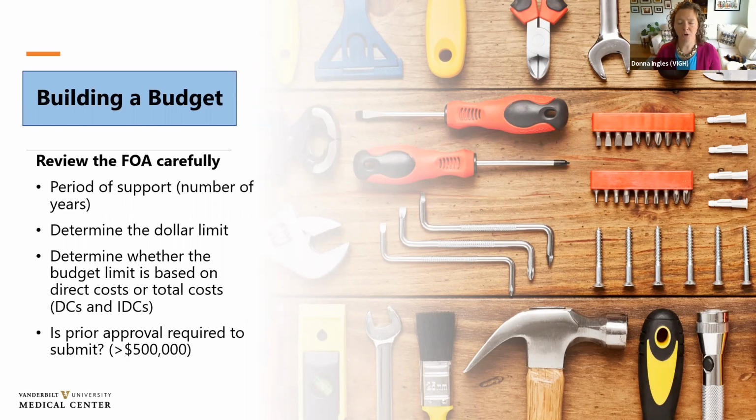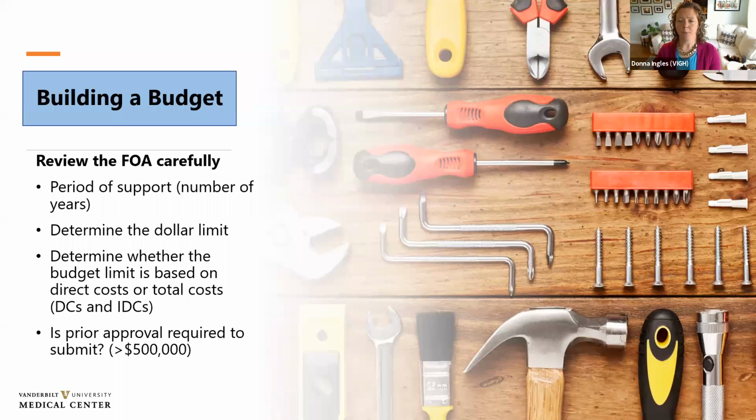You may have heard the term, or you may see the term as you go through them, modular budget. This is a simpler version of a budget. It's allowed for certain smaller and simpler funding opportunities. Foreign institutions are generally not allowed to submit a modular budget. They're always required to submit a detailed budget. And so we're not going to cover the modular versions very much in this class.